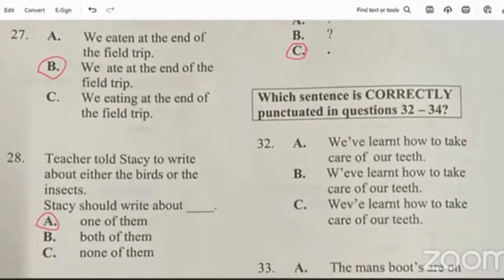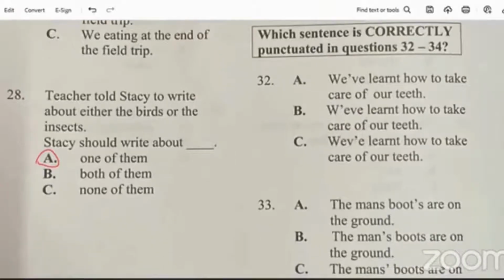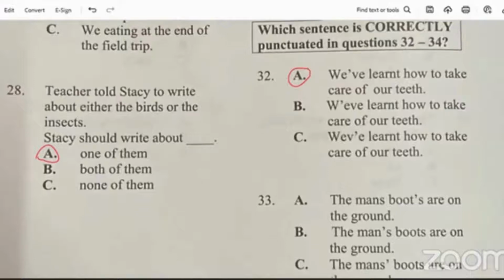All right, so questions 32 to 34, you're going to select the sentence that is correctly punctuated. Question 32, we've learned how to take care of our teeth. We need to focus on that first word. It's a contraction for we have, and the correct way to write that would be we and then the apostrophe VE. So the answer is A. We've learned how to take care of our teeth.